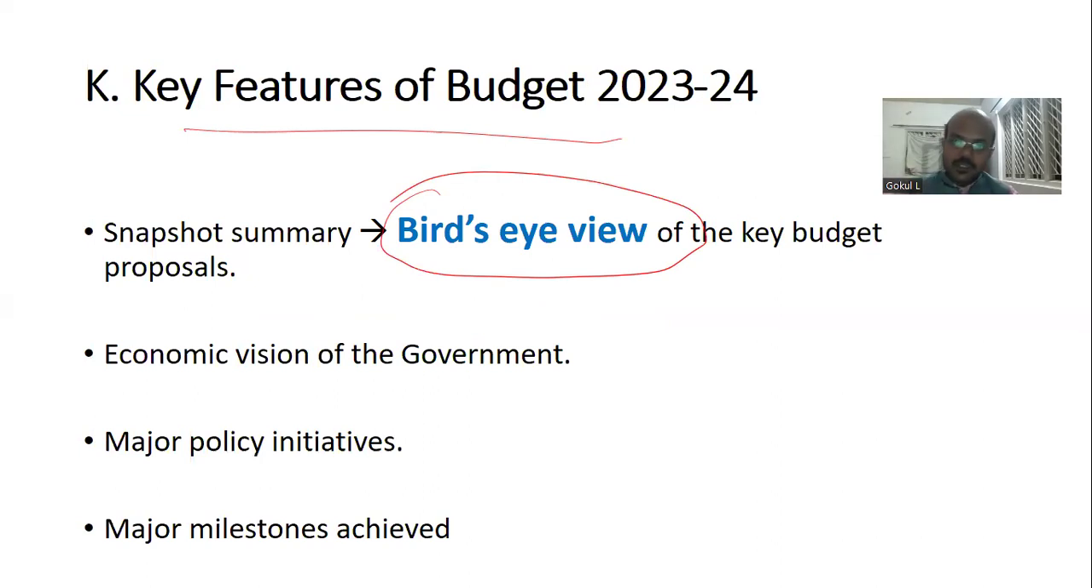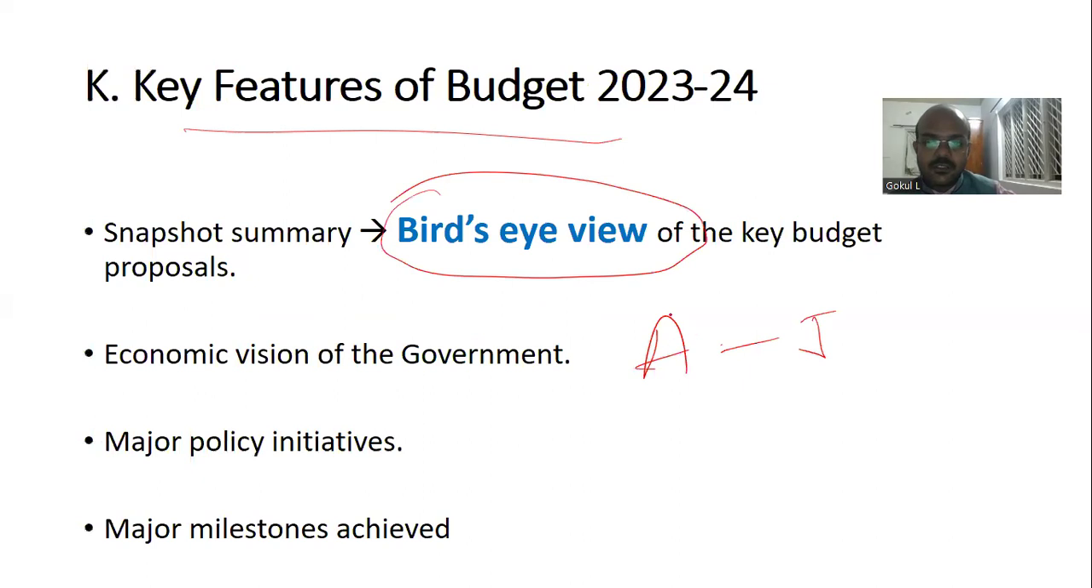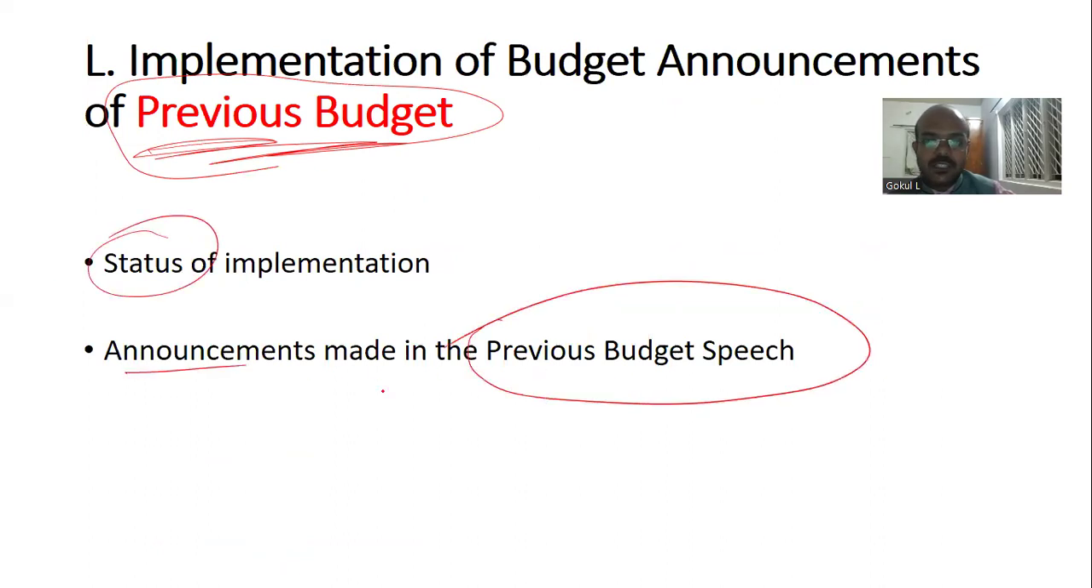It is giving the overall picture from A to J. It is giving the complete information. Next, implementation of budget announcements of the previous budget. See, for the previous budget, whether you have implemented it or not, the status of implementation. Okay, what are the announcements made in the previous budget speech? Okay, so this is all about key budget documents.